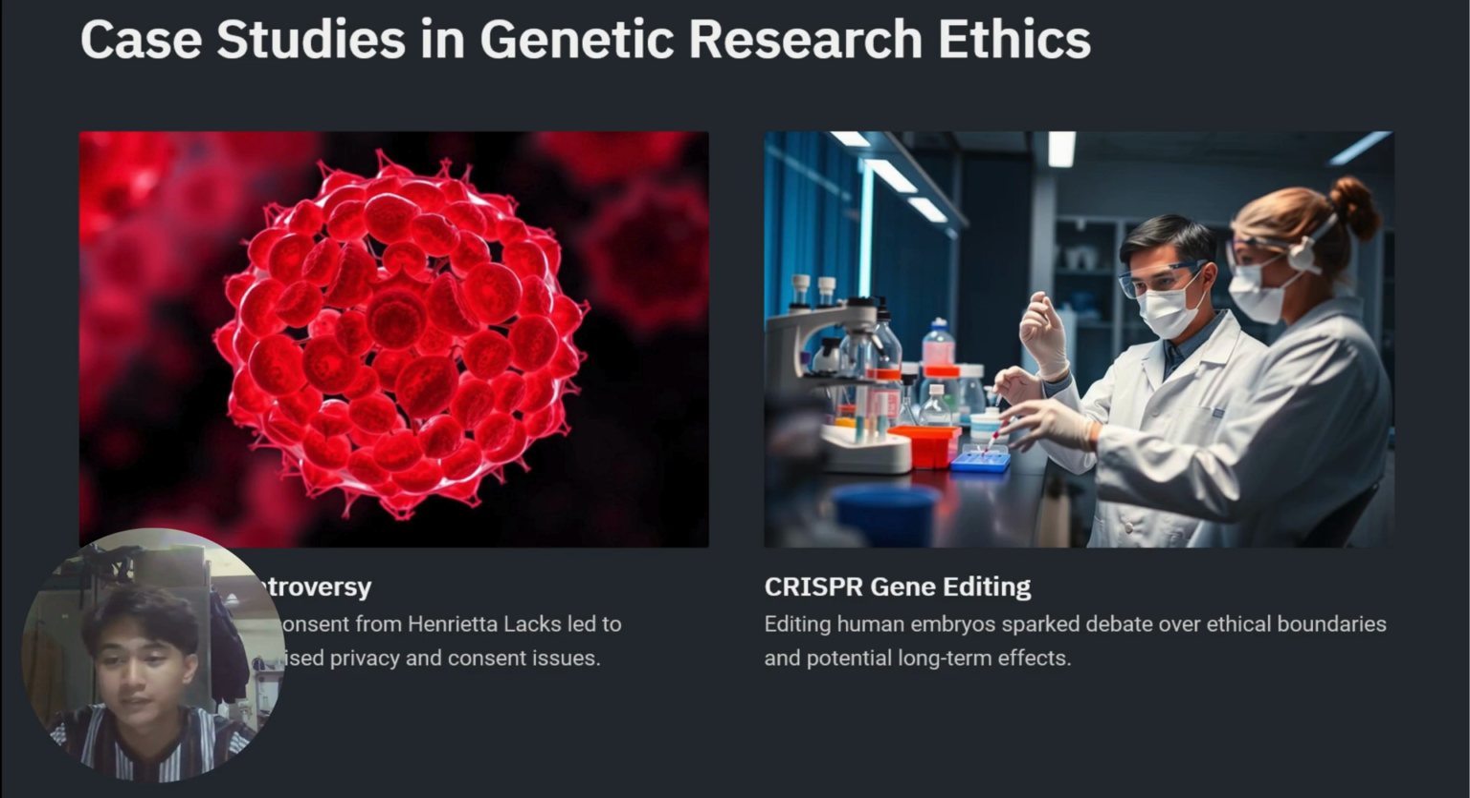Another example is CRISPR gene editing, which involves editing human embryos. This has sparked intense debate over ethical boundaries and the potential long-term effects on future generations.